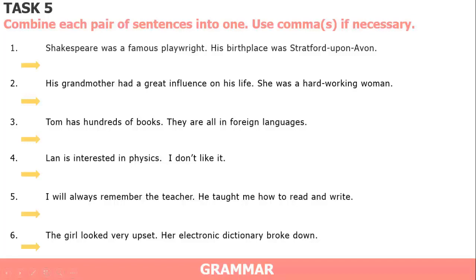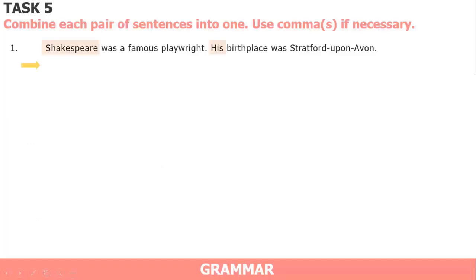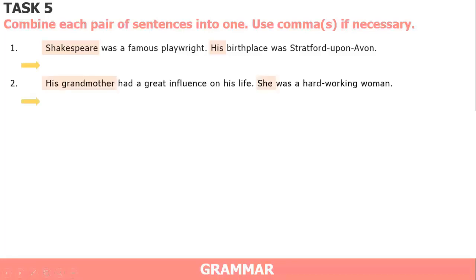Before doing this task, what are you going to do first? Underline the words or phrases which refer to the same person or thing in both sentences. Okay, let's underline them with me. In the first number, you have to underline Shakespeare and his. The second number, which words are you going to underline? They are his grandmother and she.